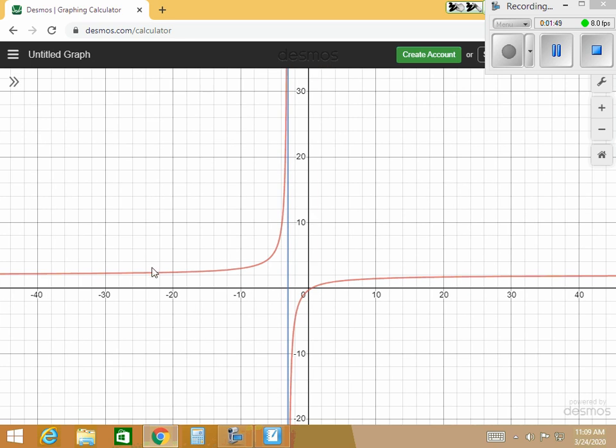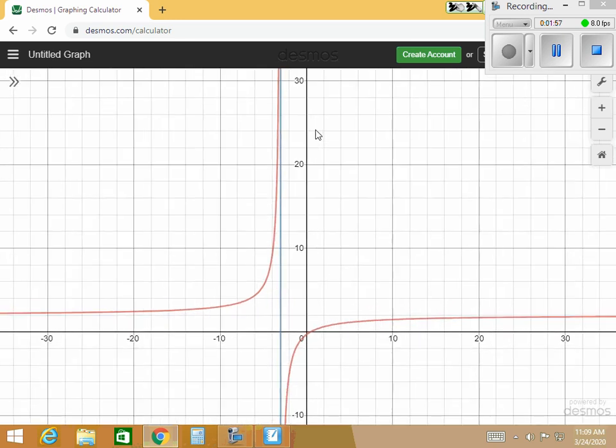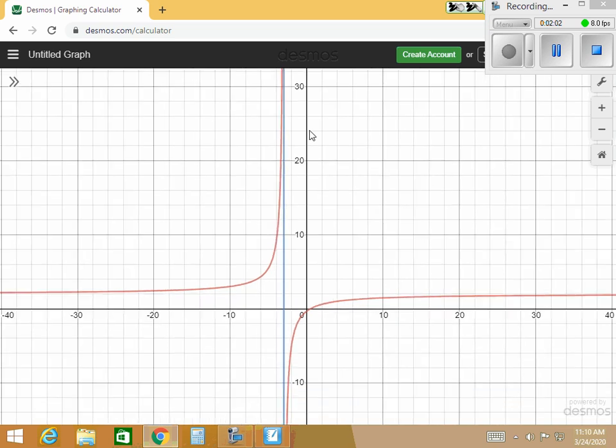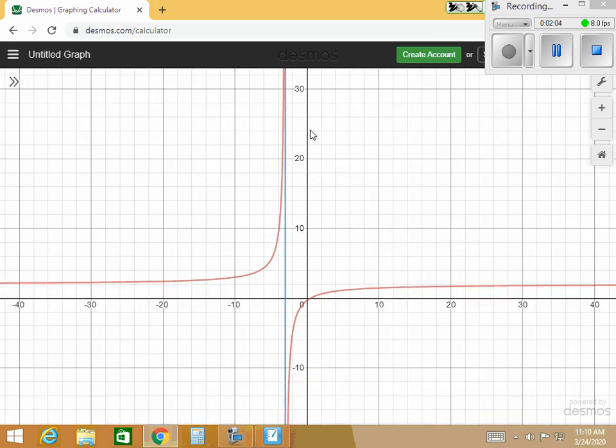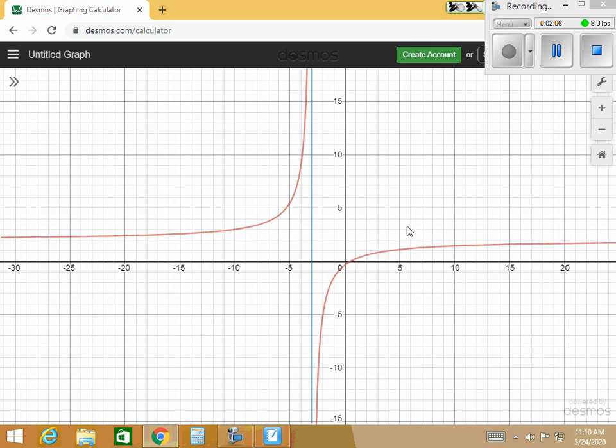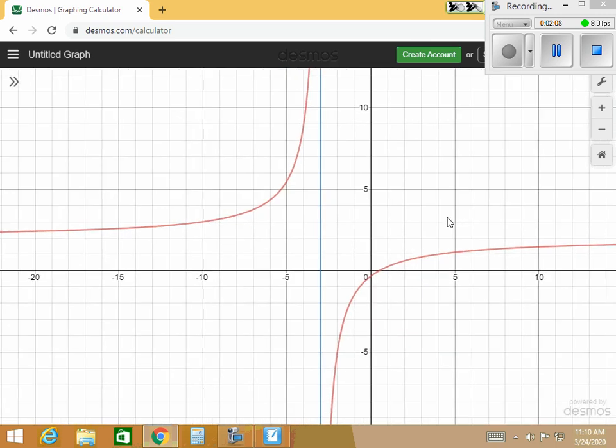Same thing from the left. If I walk up this graph from the left, that red part of the graph is going to get very, very close to that blue line. But again, if we keep zooming in, there's always going to be a little bit of space between those two things. And that blue line, if we zoom in close enough, we see is x equals -3. That is our vertical asymptote for that graph.